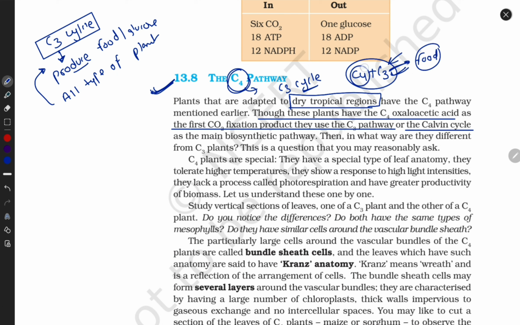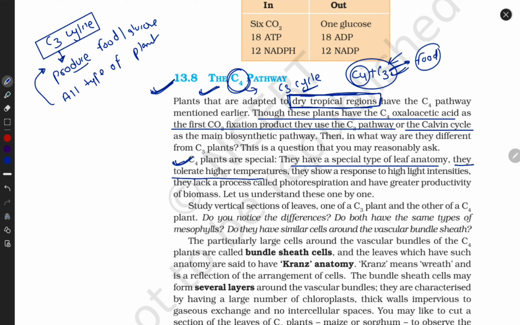And why is the C4 cycle regulated? Because in dry tropical regions they face dryness and the highest temperature, so these plants adapt the C4 pathway. What is special in C4 plants, like maize and sorghum? They have a special type of leaf anatomy.